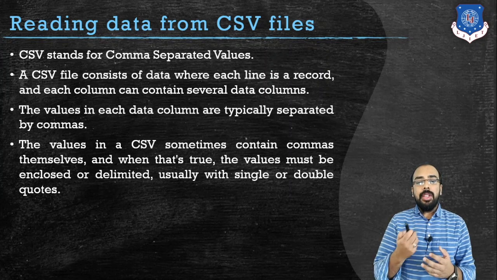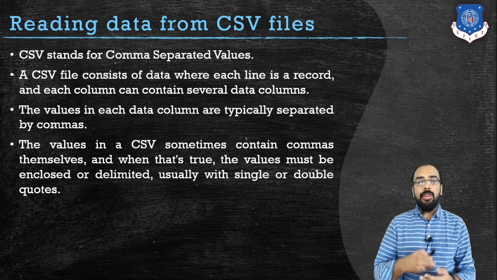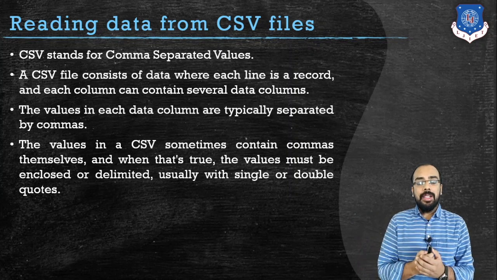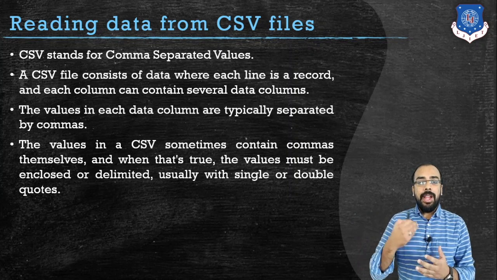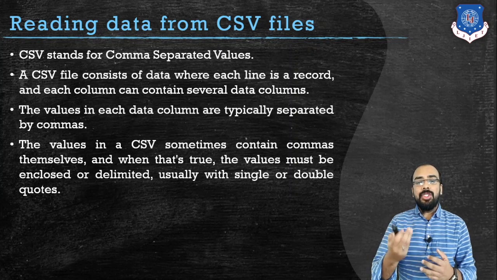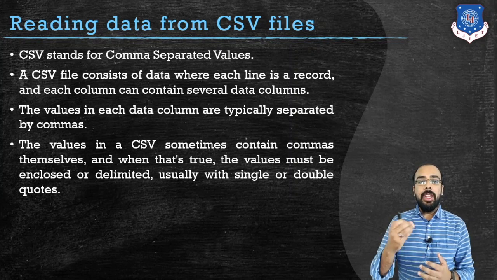We have seen various files, and one example of reading data from a file is CSV. Now what does a CSV file consist of? A CSV file consists of data where there are n number of lines, and each line is known as a record, and each column contains several data columns.